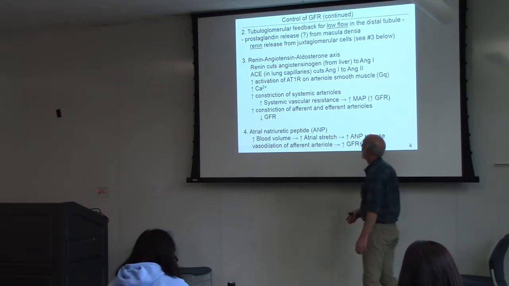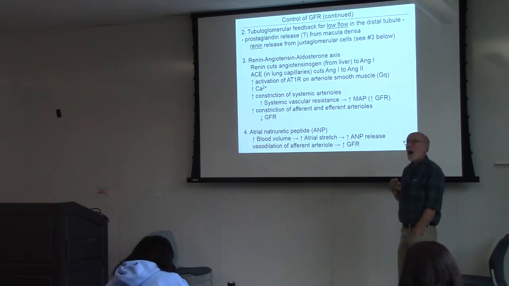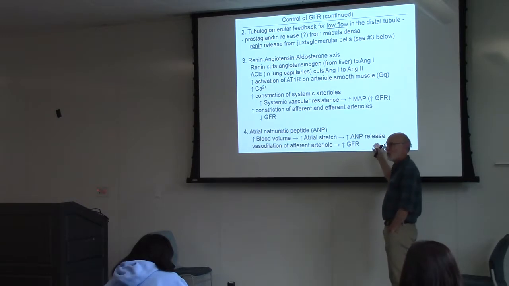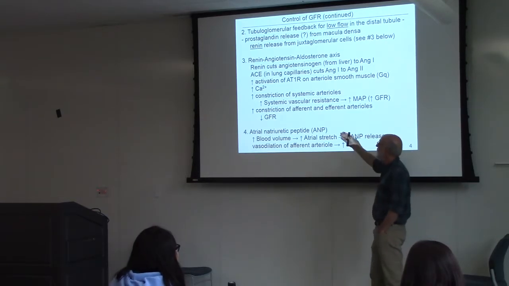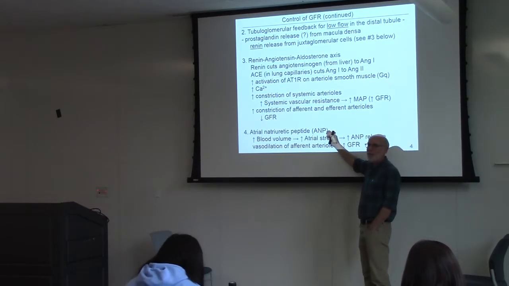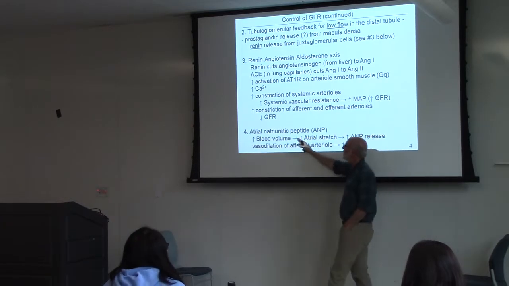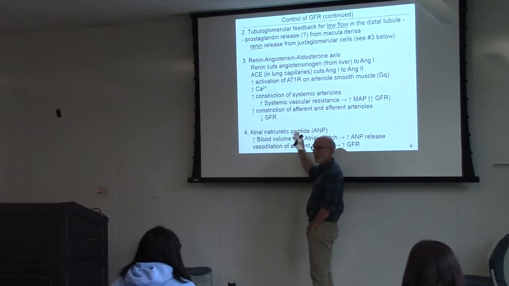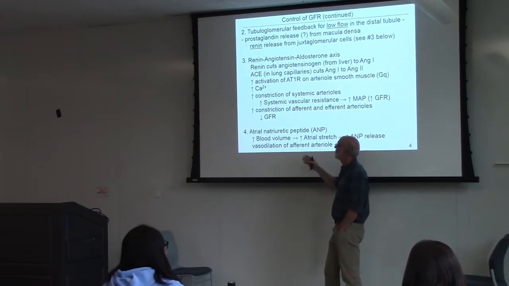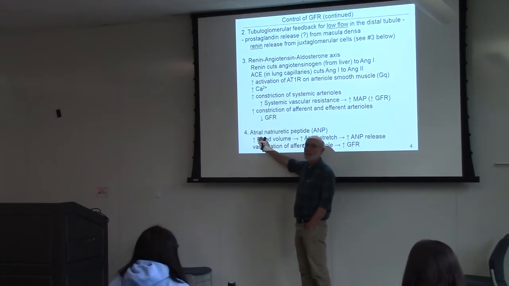Another pathway, which I'm going to just sort of mention because I should, but we're not going to get into the molecular mechanisms of it, is another hormone called atrial natriuretic peptide. Let's parse the name out. Where is it from? The heart.